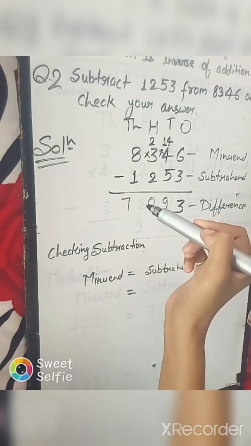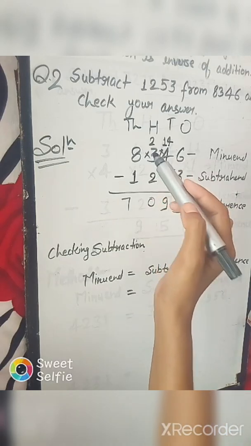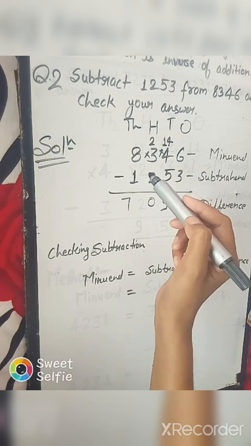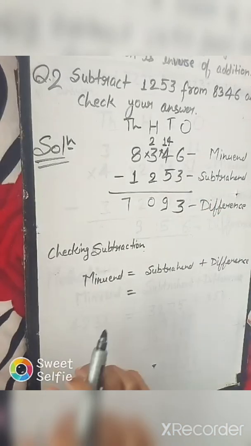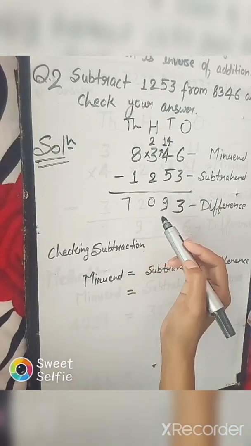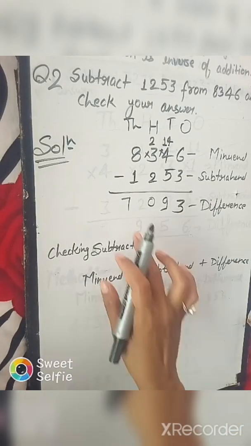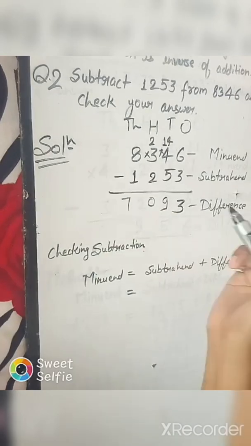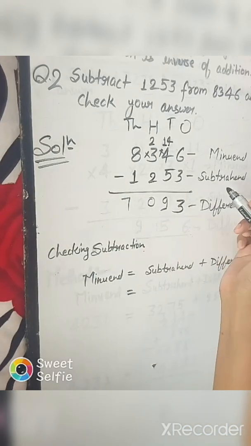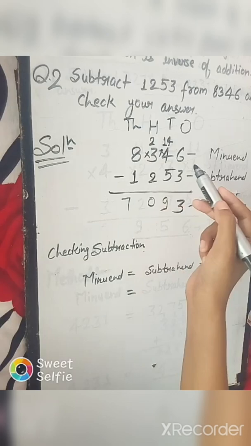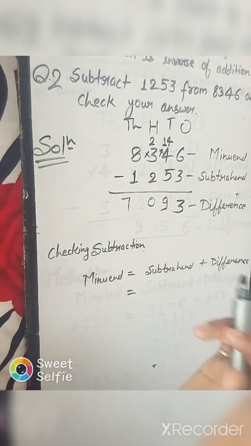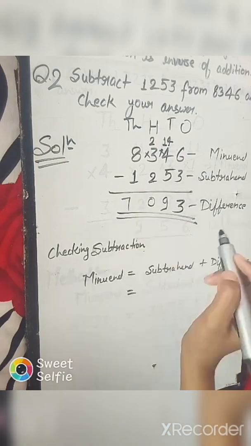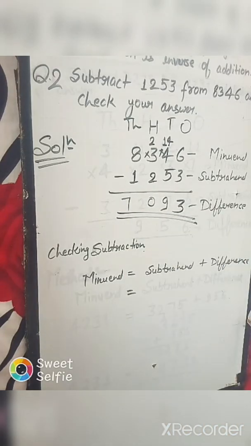Okay, and at thousands place we have to subtract 1000 from 8000. So 8 minus 1 is equal to 7. So our answer is 7093. So 7093 is the difference, 1253 is the subtrahend, and 8346 is the minuend. Okay, so now we have to check our answer, whether 7093 is correct or incorrect.